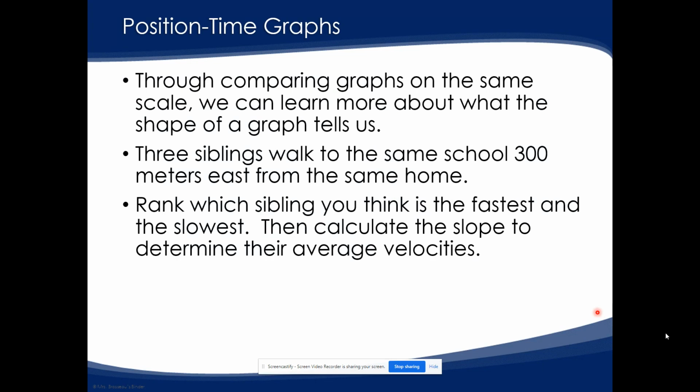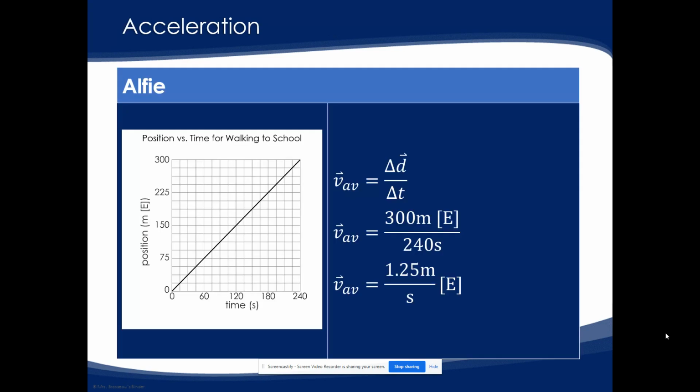So by comparing graphs on the same scale, we can learn more about what the shape of the graph tells us. So if 3 siblings walk to the same school 300 meters east from the same exact house, we want to decide which sibling is the fastest and the slowest, which is kind of rude. I feel like they should all walk together, but that's okay. And then we're going to calculate the slope to determine their average velocities.